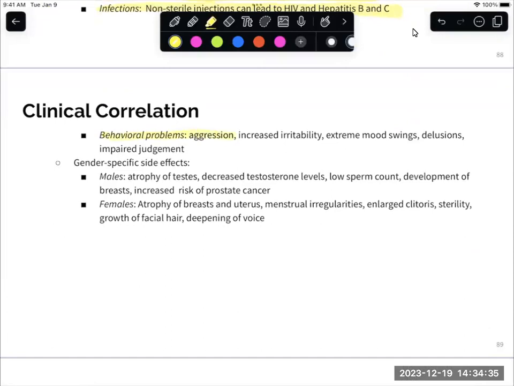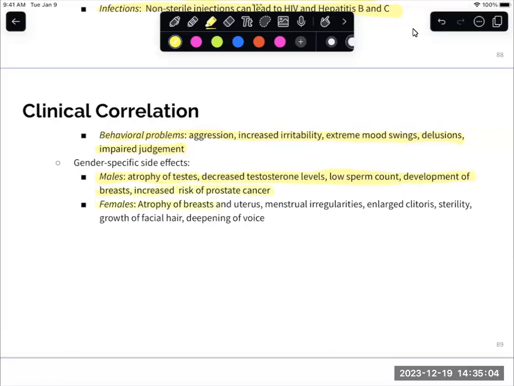These people usually are aggressive, irritable, with mood swings, delusions, and impaired judgment. And males, because their testes usually produce testosterone, if they're injecting it, their testes aren't making it. So those testes start to atrophy, which causes their own testosterone levels to go down, which causes their sperm count to go down. They start to develop breasts and increase their risk of prostate cancer.